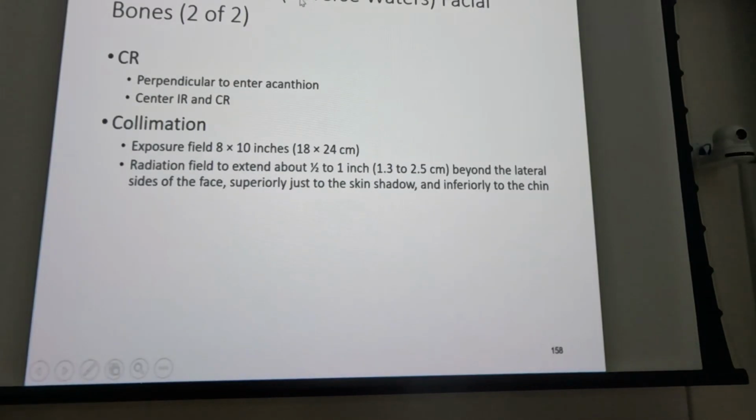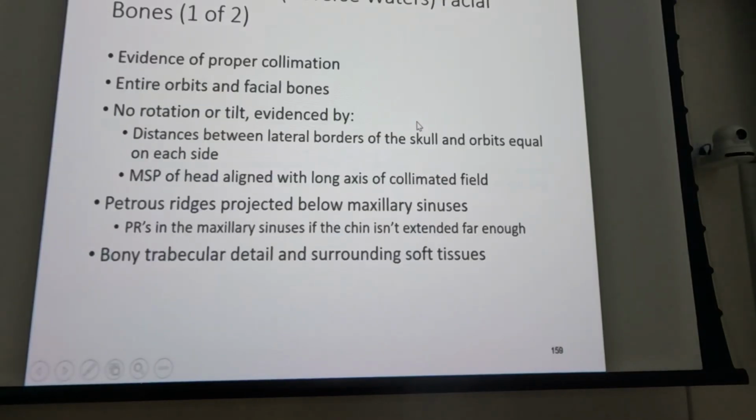Okay, so anything you can do AP, you can do PA. Anything you can do PA, you can do AP, right? So you can do a reverse waters, and all you would do is angle to the mentomeatal line, open your collimated field to about the same size, enter at the acanthion, and you should be golden. Okay, so if the patient's on a backboard or on a table or whatever, you don't want to flip them over, you can shoot AP for your reverse waters.